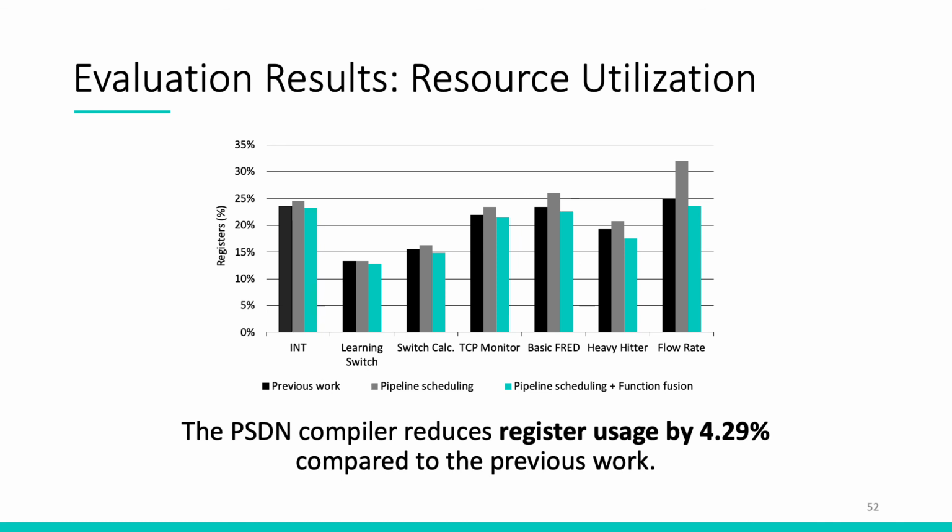In terms of the register usage, the table decomposition uses more registers than the previous work. This is because dividing more pipeline stages takes more registers by inserting synchronizers between stages. But the function fusion scheme reduces the register usage by reducing the number of synchronizers, so the PSD compiler reduced the register usage by 4.29% in a geometric mean.